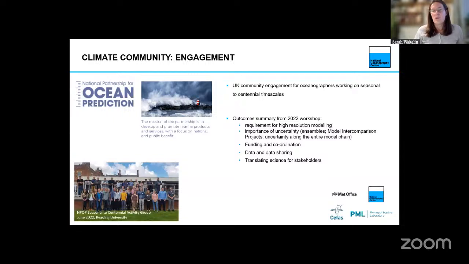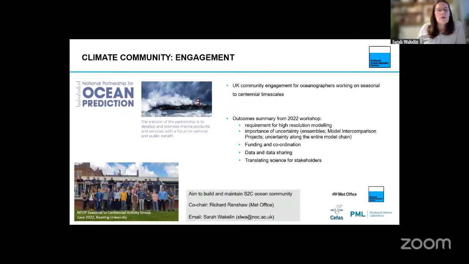And there were calls for better funding and coordination, and thoughts about data and sharing, and I think a lot of these come under the FLAME ethos as well. And a lot of talk about translating what actually comes out of these models for stakeholders. With that in mind, as one of the MPOP activity groups, we've been trying to build and maintain a seasonal to centennial ocean community with a co-chair, Richard Renshaw at the Met Office. If anyone's interested in being involved in that, then please drop me an email.